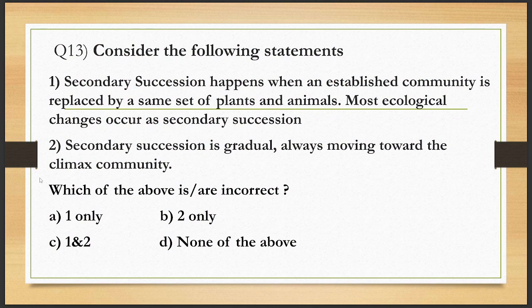Question number 13. Consider the following statements. First, secondary succession happens when an established community is replaced by a same set of plants and animals. Most ecological changes occur as a secondary succession. Statement 2, secondary succession is a gradual process, always moving toward the climax community. Which of the above is or are incorrect statements? A 1 only, B 2 only, C 1 and 2 or D none of the above.